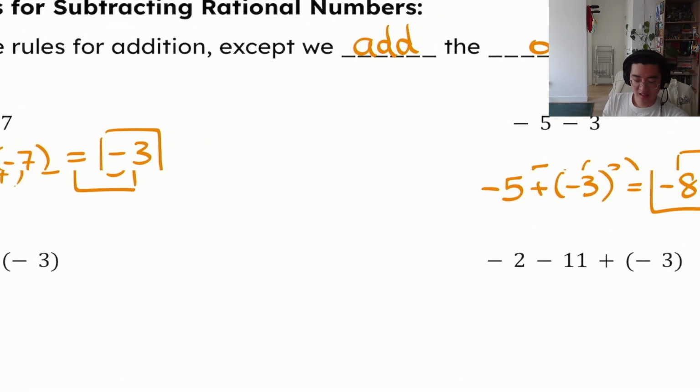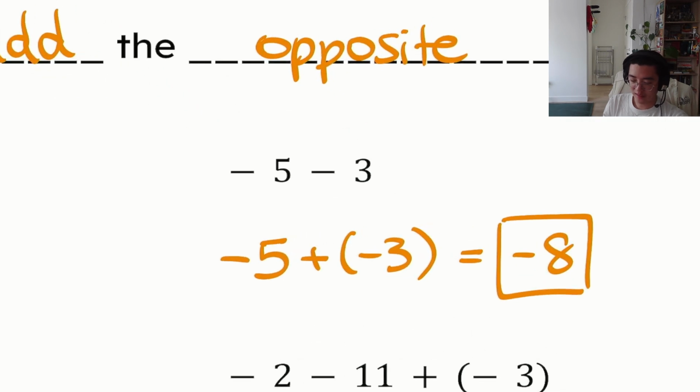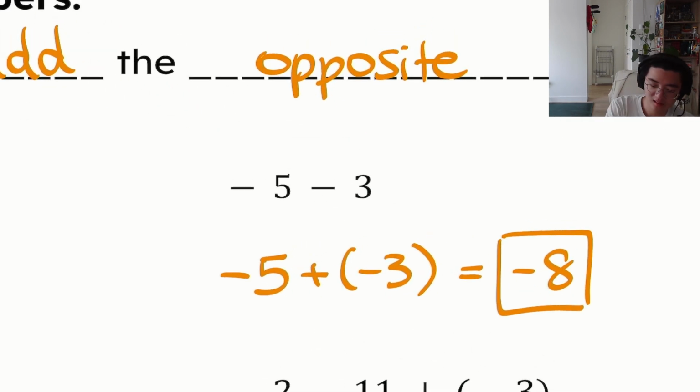We can see here, as a reminder, we're adding the opposite. This right here is a positive 3. We're subtracting the 3, but it's still a positive number. So we are adding a -3.